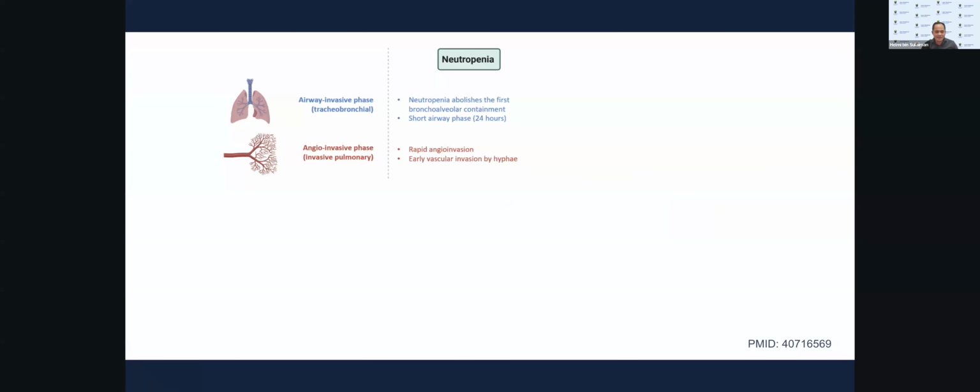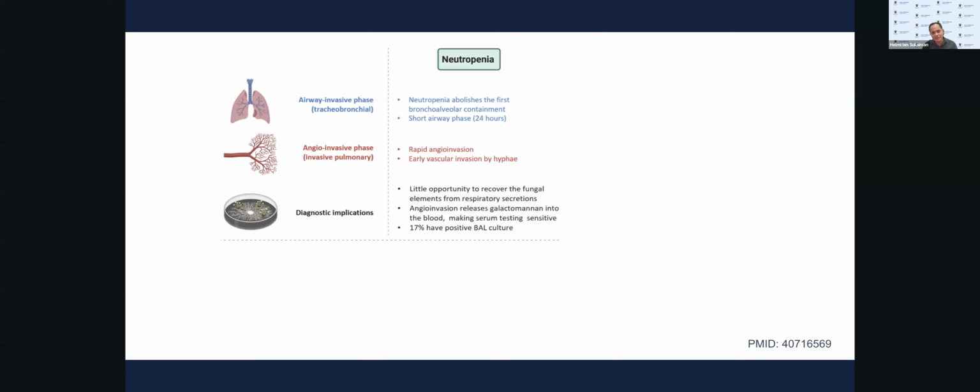Okay, so this is a nice picture to show how IA can happen in neutropenic and non-neutropenic patients. Let's talk about the neutropenic patient first. When neutropenia is present and Aspergillus is in the airway, it abolishes the first bronchoalveolar containment, meaning it will not be contained in the airway. It has a short airway phase, about 24 hours, and rapidly penetrates into the lung parenchyma, causing rapid angioinvasion and early vascular invasion by the hyphae.